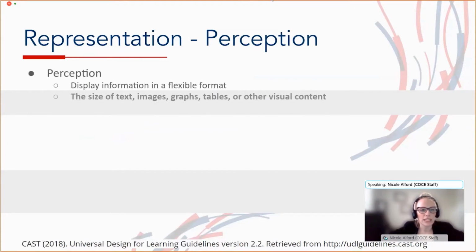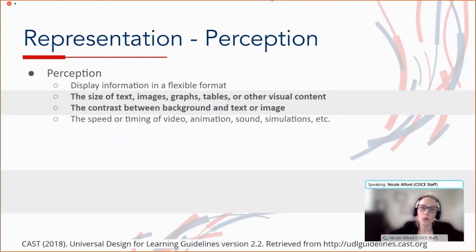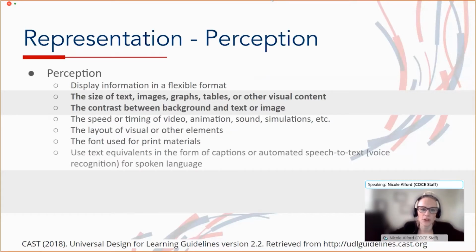Displaying information in flexible formats, understanding the size of text and image and graphs, tables, and other visual content in your presentations. Having that contrast, I know there is an excellent color contrast checker. The name of it has escaped me, but you can put any color contrasts into this website, and it provides an output of whether it has enough contrast. Also, Word and Microsoft products now will tell you if you have enough color contrast. That's really helpful.